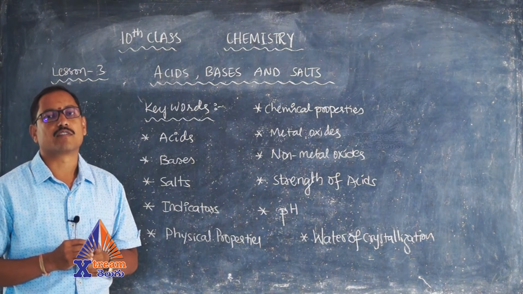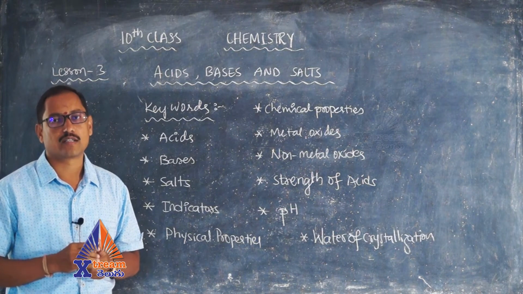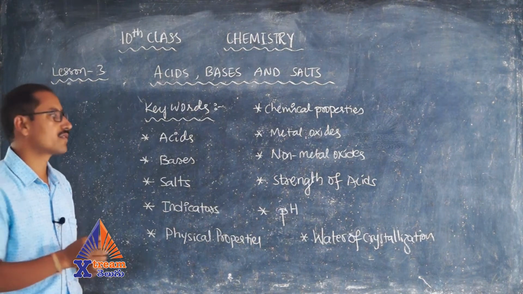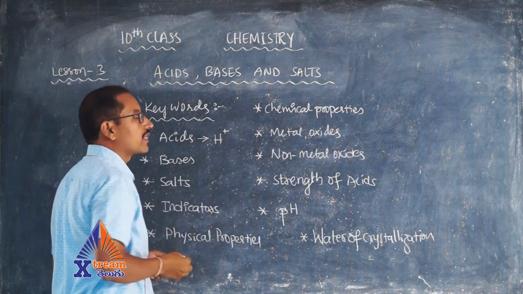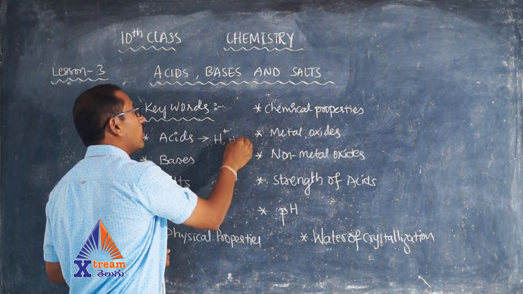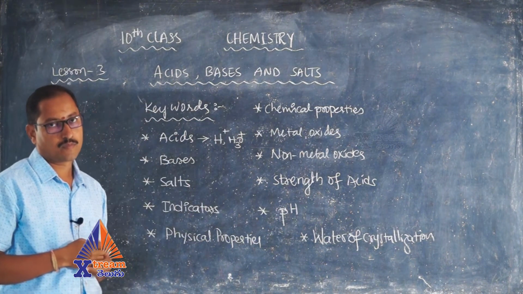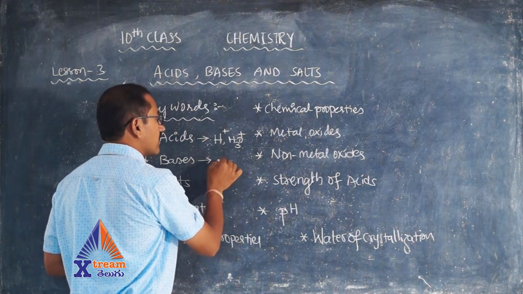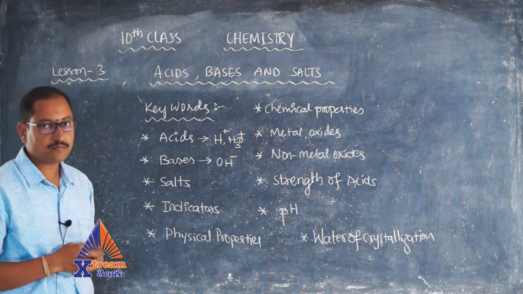The proper definition of acid is a solution, probably an aqueous solution, which has got H+ ions or H3O+ ions. That is, acids are those materials which have more H+ ion concentration, or hydronium ion concentration, in them. On the other hand, bases are those materials which have got OH- ion concentration.